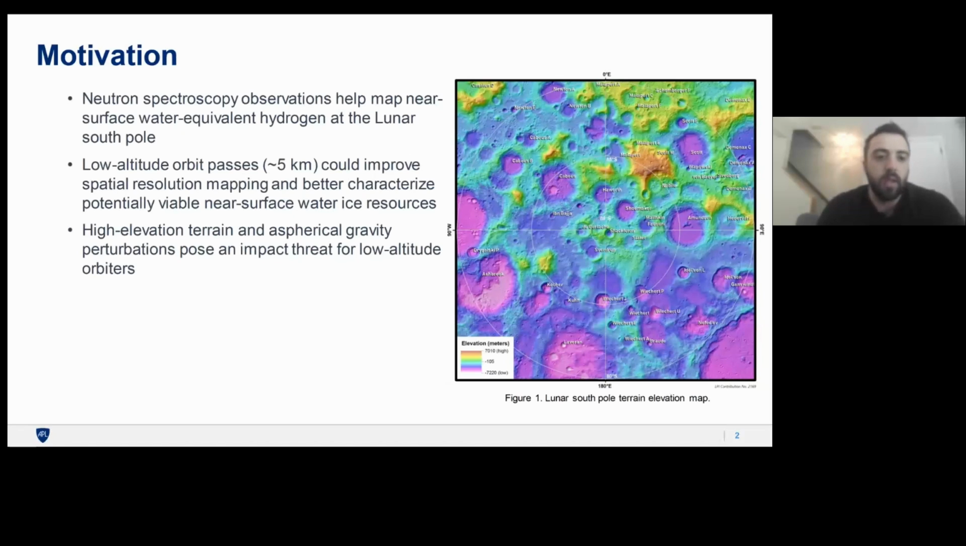motivating science. But with that being said, at least so I've been told, low altitude neutron spectroscopy observations could help improve the spatial resolution mapping of the potentially viable near surface water ice resources at the moon's south pole. The challenge with that, at least from an orbital standpoint, is that there's an impact threat from high elevation terrain, as well as aspherical gravity perturbations that become very influential in low orbit. And so that poses a challenge for low altitude orbiters.